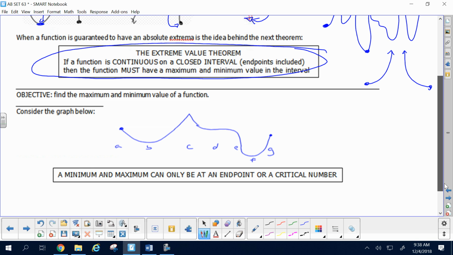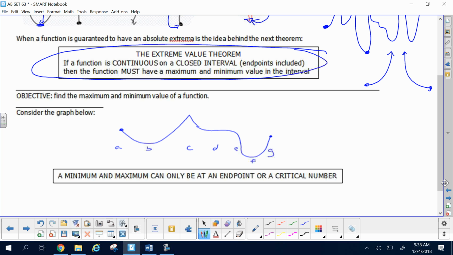So, last thing here. If you look at this graph, at what x does the absolute max occur? At what x value is the absolute maximum? X equals c. At what x is the absolute min? X equals f. Okay.